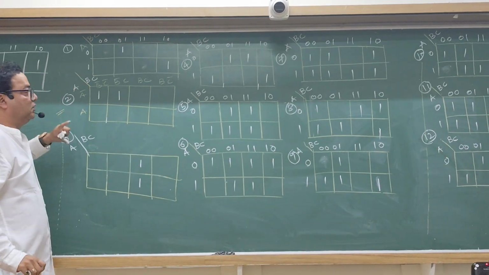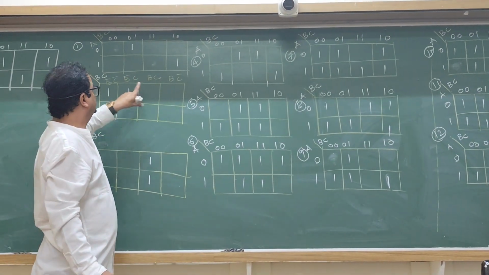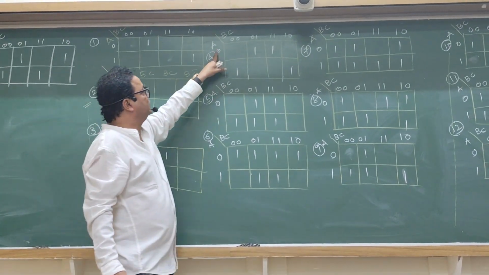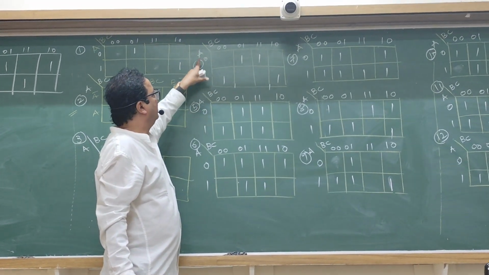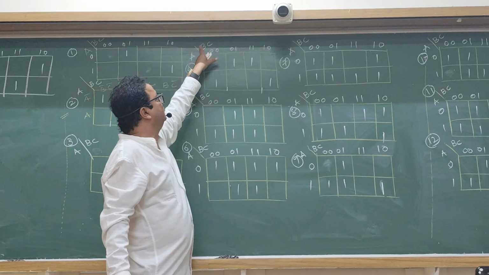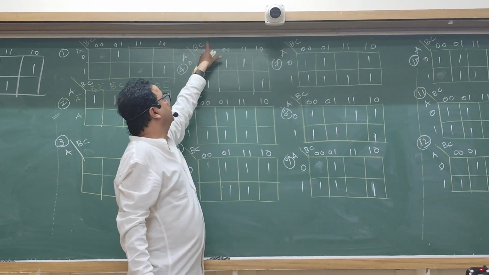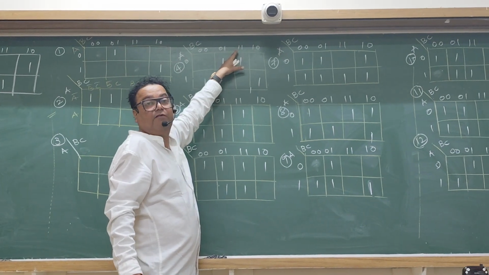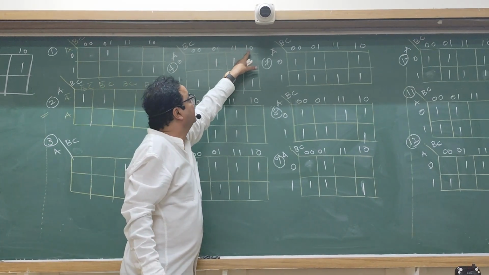Many people ask the doubt, sir, this is going reverse. If you observe, wherever there is bar, I put 0. Wherever there is no bar, I put 1. So this is 0, 1. That's fine. 0 means A bar, 1 means A. 0, 0 is B bar, C bar. 0, 1 is B bar, C. Then it is expected that after this I have written 1, 1. So that is 3. And this is 2.